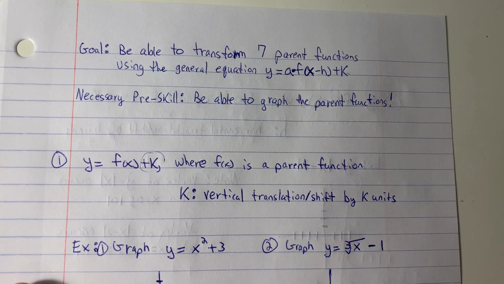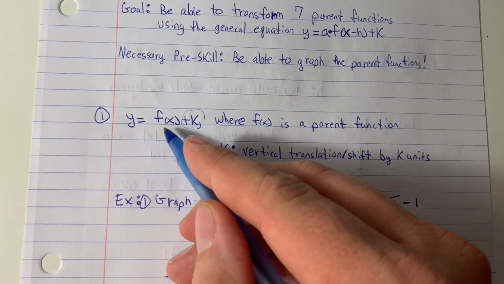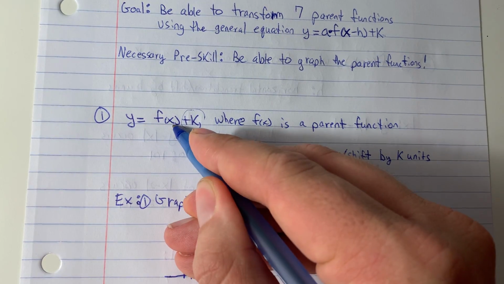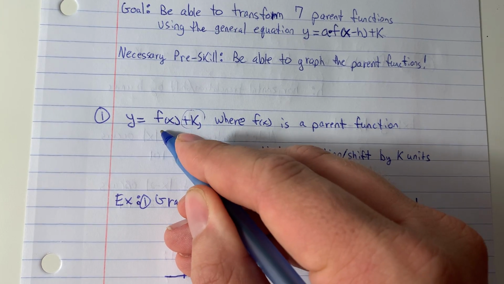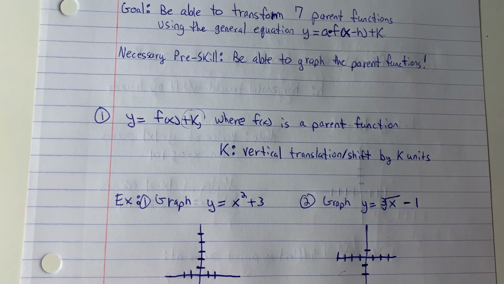So let's look first at a simpler version of this, which is just y equals f of x plus k, where f of x is a parent function that we know. For instance, maybe f of x is absolute value of x. So what does adding a number on to the end do?